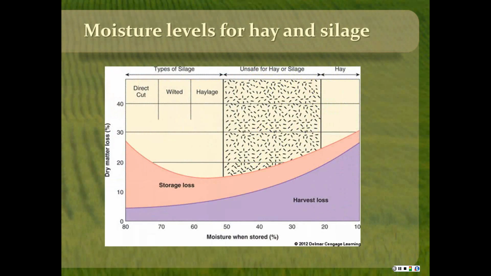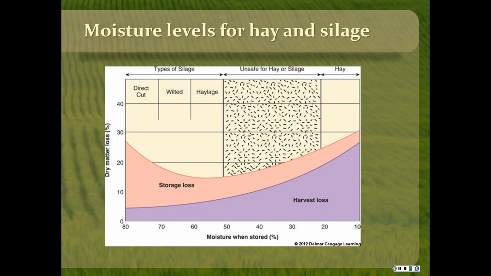And this is from your book. It just shows moisture levels for hay and silage. And so you can see that silage is stored at a lot higher moisture levels, between 50 and 80% or more. And hay is stored at around 10 to 20% moisture. And you can see the range between about 20 and 50 is unsafe for both hay and silage because it's too wet for hay but too dry for silage. So at that range, neither one would be appropriate.